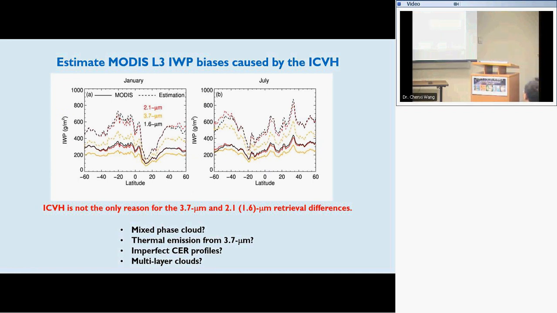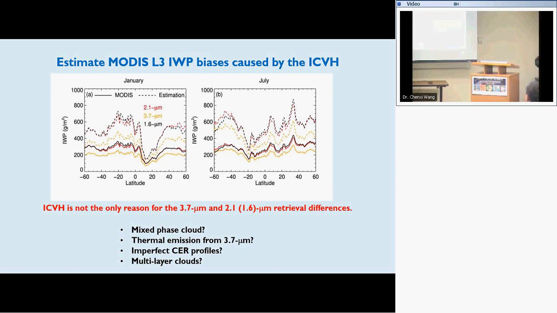Here is the zonal mean of the MODIS retrieved IWP and the estimation. So this is the straight curve, and the dashed curve is the estimation. You can find that the estimation is always larger than the MODIS. Different colors indicate different signals. Here, one thing I want to emphasize is the 3.7 IWP is the lowest product.